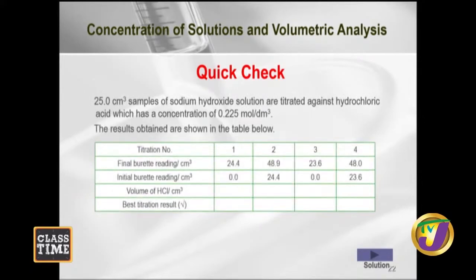Here again, we have 25 cm³ samples of sodium hydroxide, and we titrate it with hydrochloric acid. So we have 0.225 mole per dm³ of hydrochloric acid. Now, can you look in this question and tell me what is our standard? Would it be the HCl or the sodium hydroxide? So, it would be the HCl because we have the concentration.